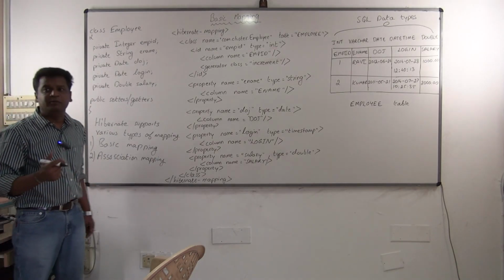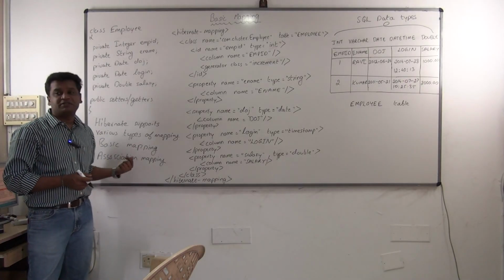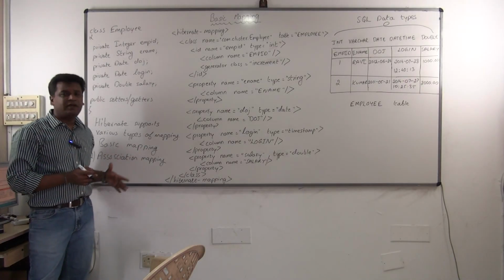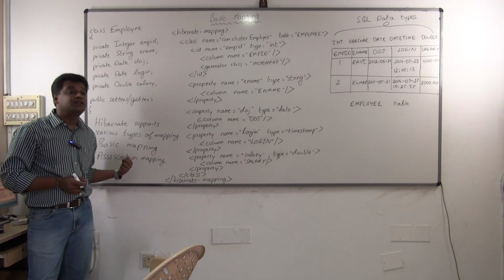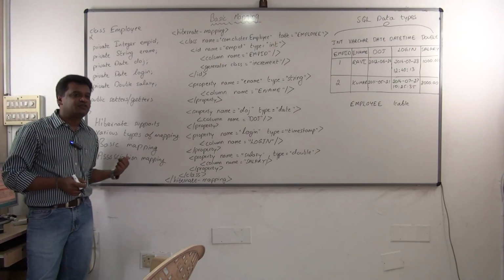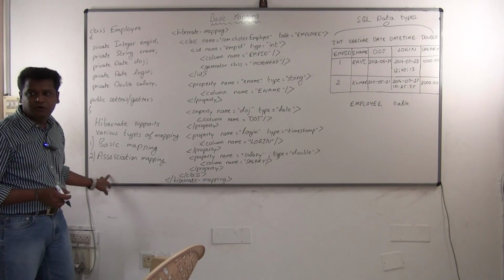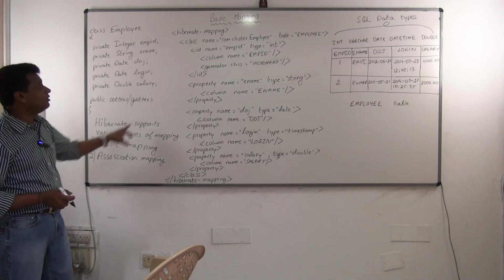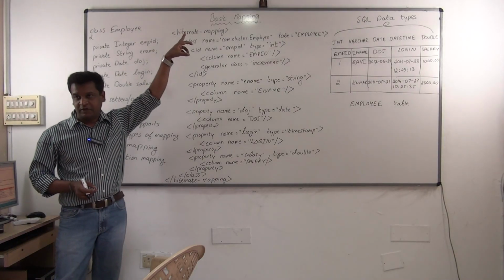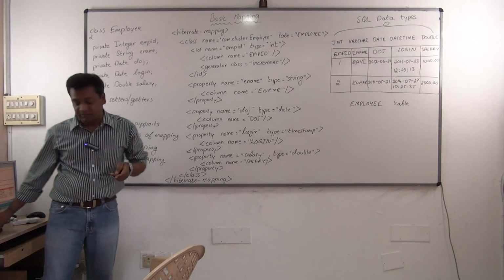Generally in your coding projects you'll be doing mapping, and these two mappings are the extensively used ones. The other mappings you don't have to worry about, but these are the most important and extensively used mappings across all your projects. So I'll be covering these two important mappings only. Today I'll be covering the basic mapping.